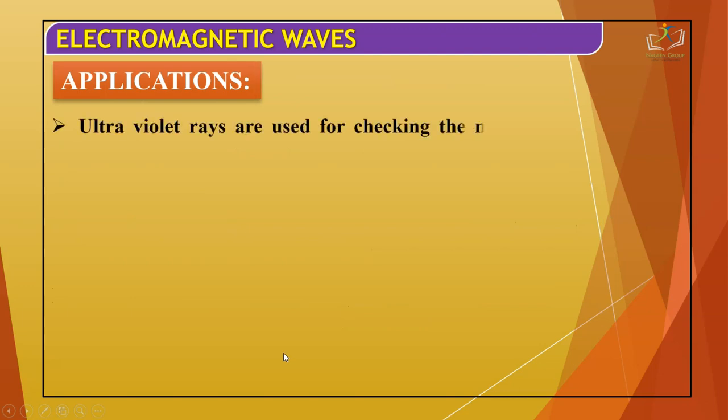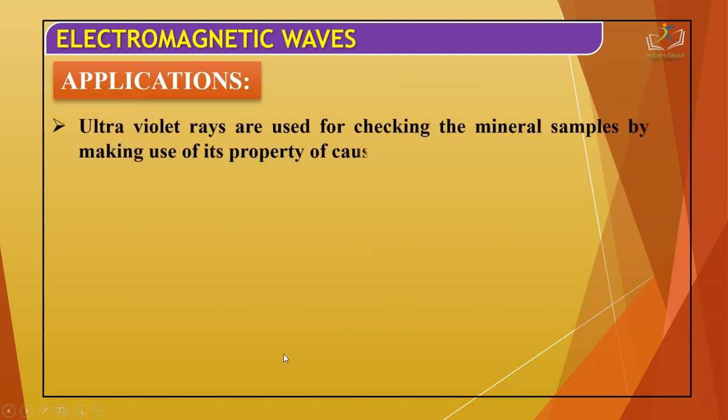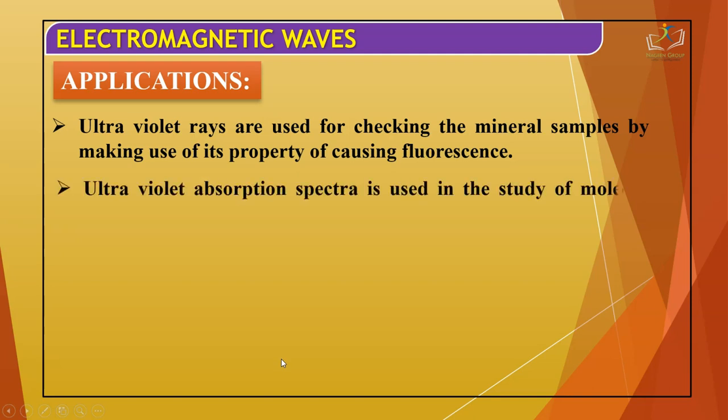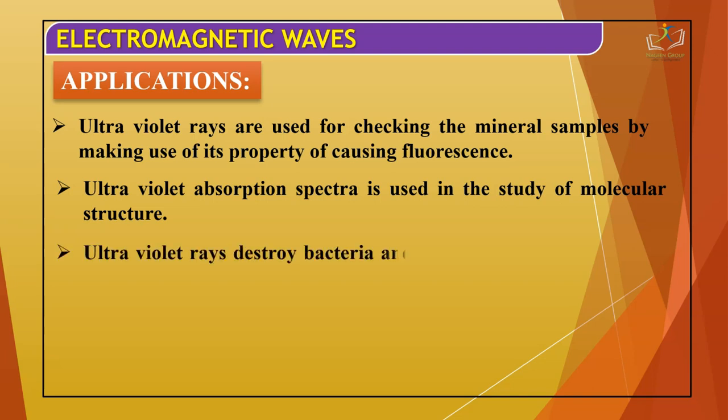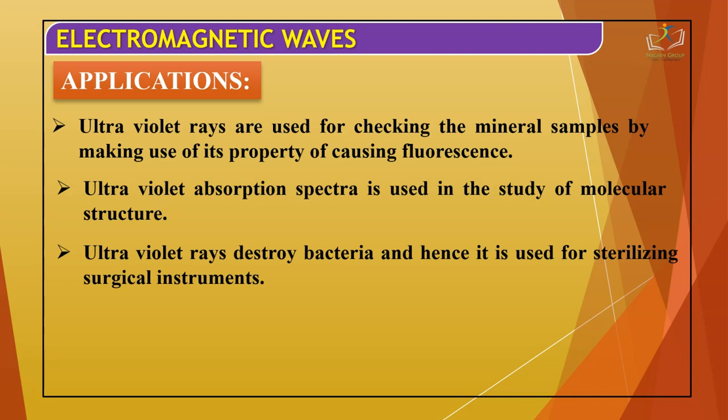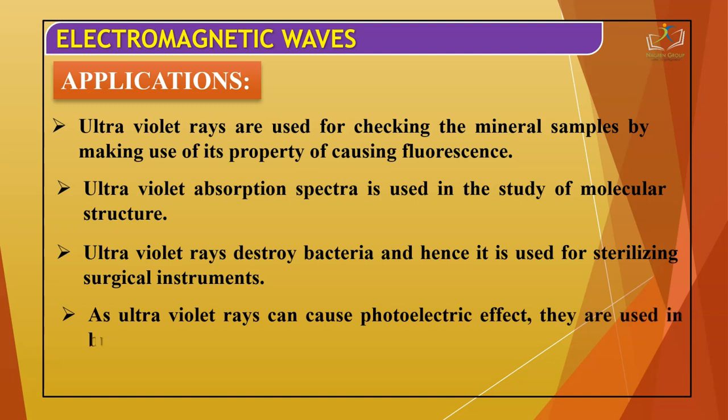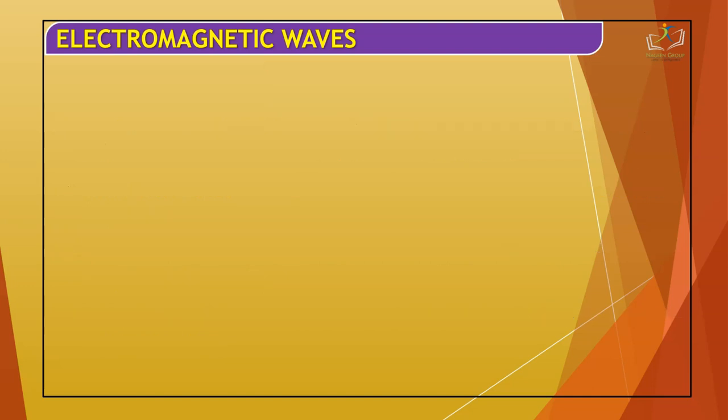Application. Ultraviolet rays are used for checking mineral samples by making use of the property of causing fluorescence. Ultraviolet absorption spectra are used to study molecular structure. Ultraviolet rays destroy bacteria, hence we use them for sanitizing surgical instruments also. As ultraviolet rays can cause the photoelectric effect, they can be used in burglar alarms.